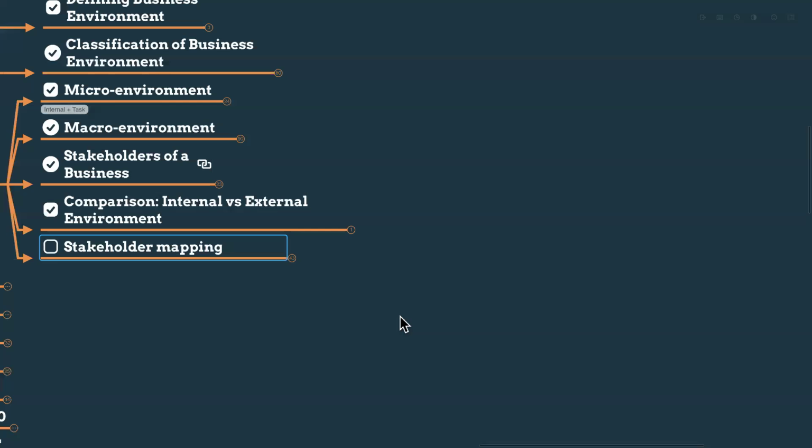So you understood that the internal environment will create the strengths and weaknesses, and the external environment will give you opportunities as well as threats. That's more than enough, right?